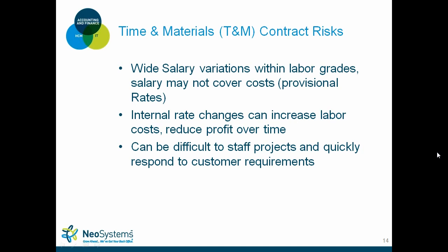So we already talked about the internal rate changes that will increase labor costs, reduce profit over time, and they can be pretty difficult to staff projects. If the government comes back to you and says, hey, I need another resource, this will be a new job description, how fast can you get that employee in? Well, there's a lot of negotiations that go on within that. You can't just add in another person, as you can for a firm fixed price. With a T&M job, there's a little bit more complexity to responding to the customer requirements.